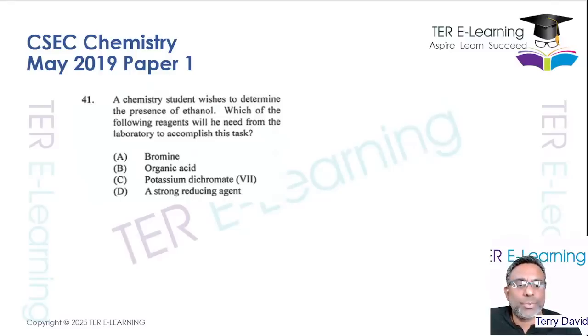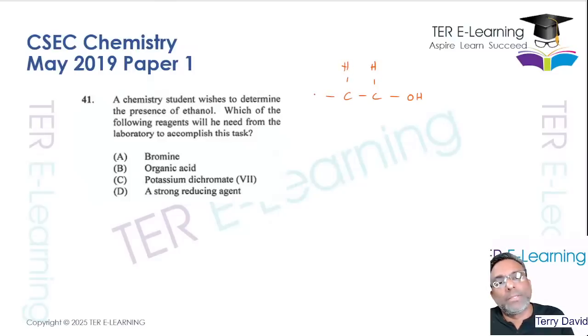All right, let's check this one here. Let's try to understand what's happening here. So a chemistry student wishes to determine the presence of ethanol. So for those of you who don't know what ethanol looks like, it has 2 carbons, it has this. So this is the structure of ethanol here. You want to test to see, so let's start. So which one can you confirm the presence of ethanol here?